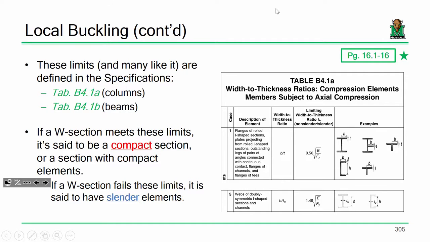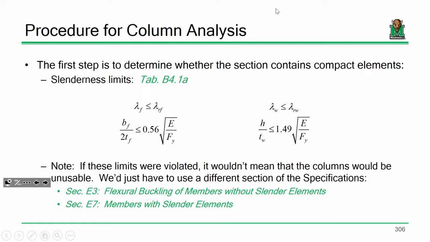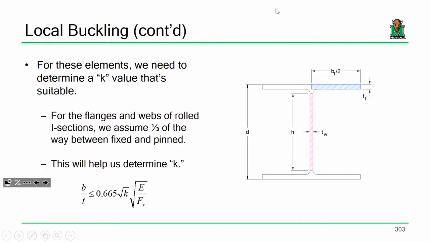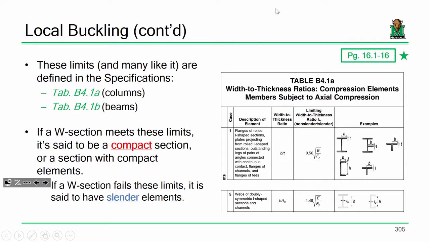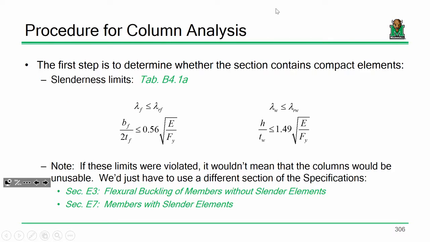So basically, here's the long and short of it. We don't even need to compute the slenderness. We just take BF over 2TF, and you're going, well, why the 2? Okay? Here's the element that we're talking about. We're talking about width to thickness. So the width of this is not BF, it's BF over 2. So that divided by that is the slenderness. We just compare that against our limiting value of 0.56 square root of E over Fy.